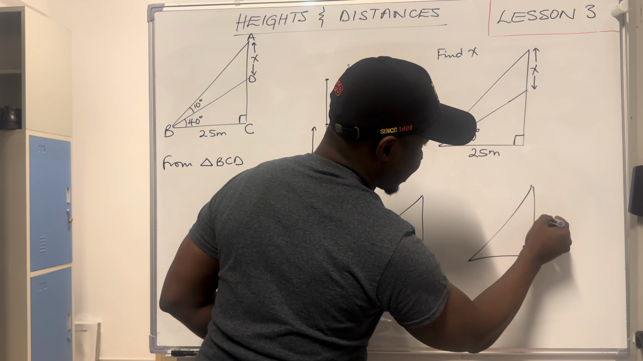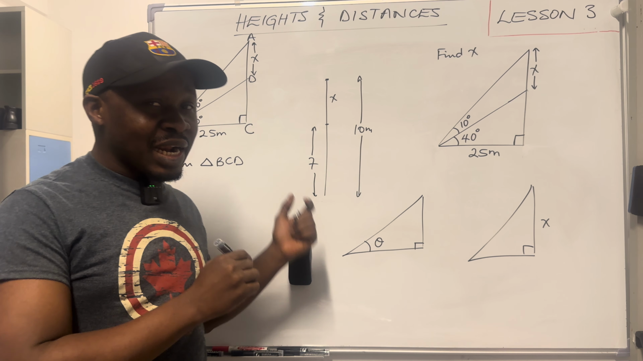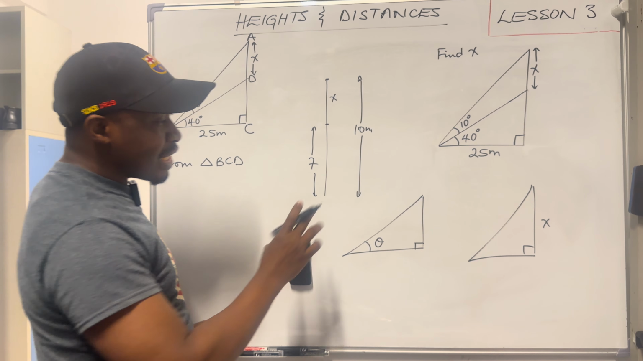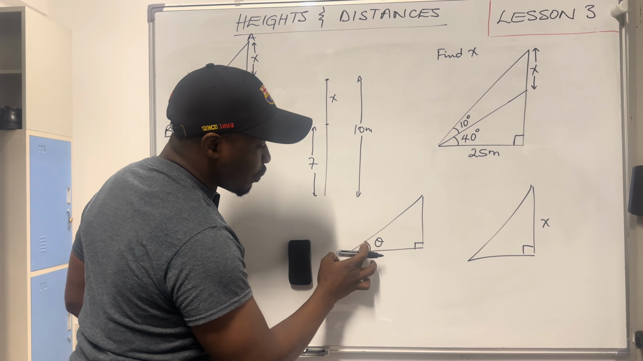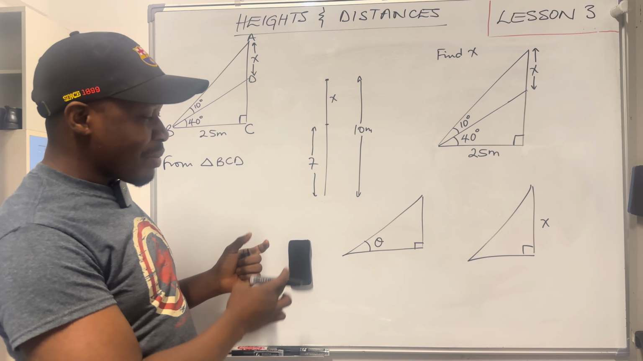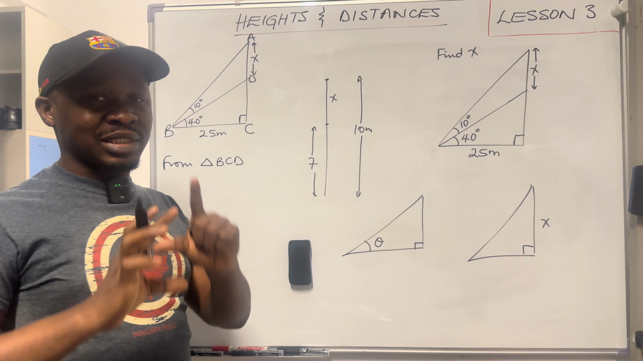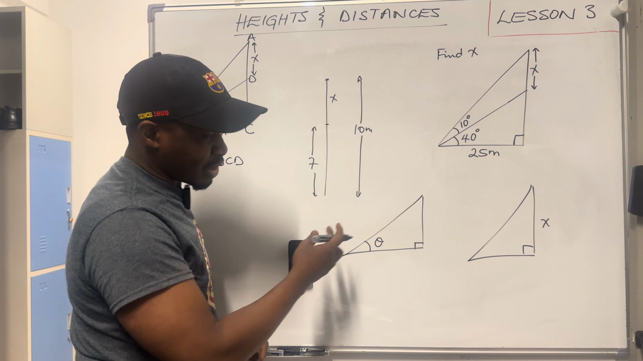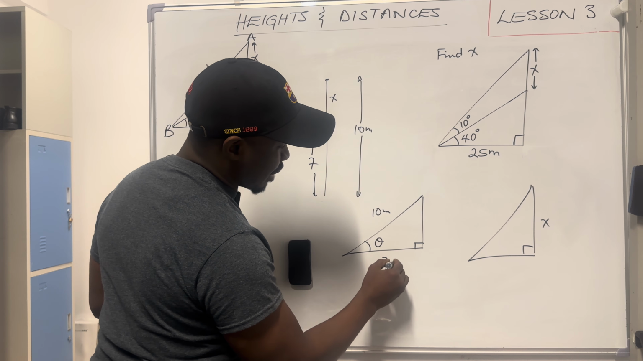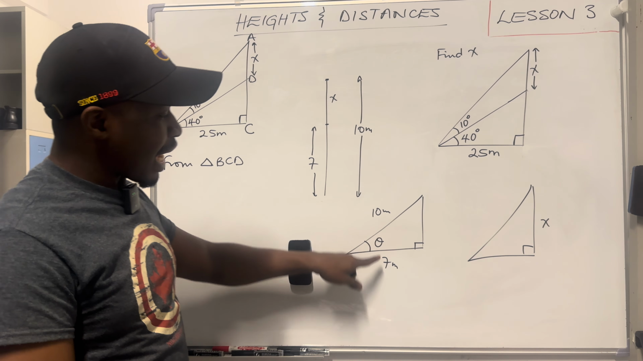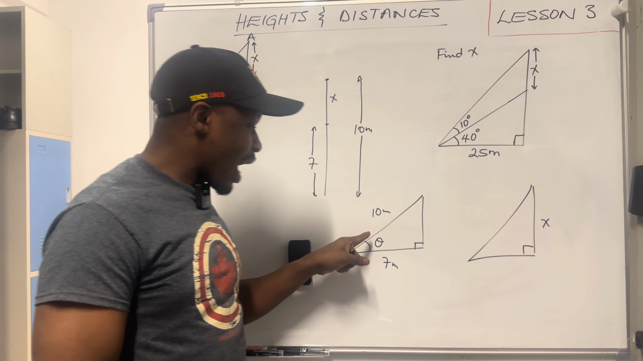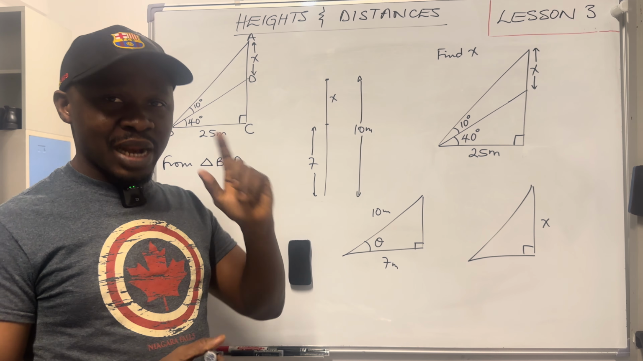Here we want to find the side. In a right angle triangle, under normal circumstances, if you want to find an angle, you expect the examiner to give you two sides for it to be possible. Now let us say here is 10 meters, here is 7 meters. Any of the two sides, it could be this and this, or this and this. To find the angle in a right angle triangle, you need two sides.